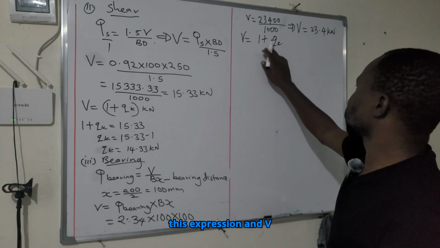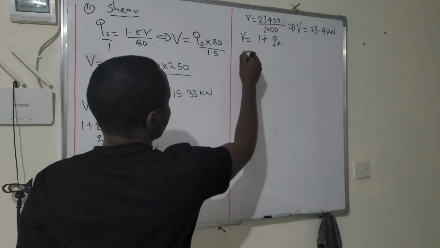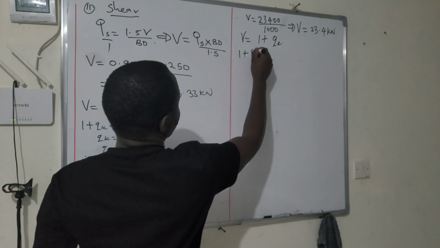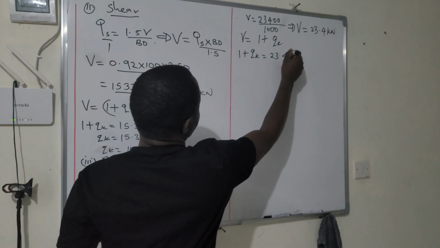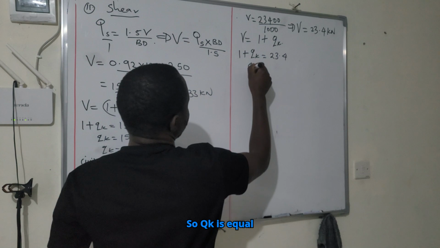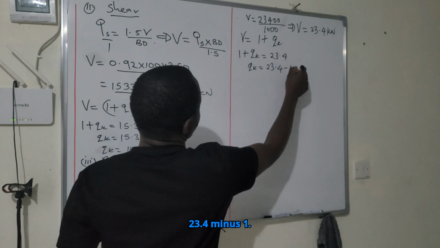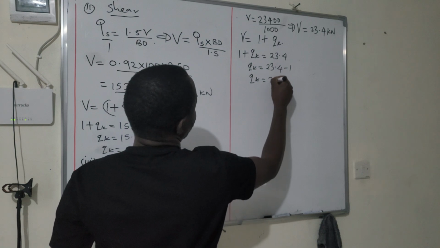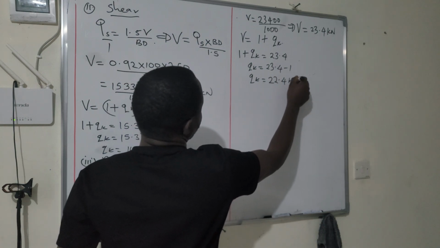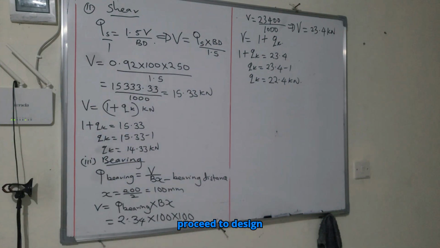So you will compare this expression and V. So 1 plus qk is equal to 23.4. So qk is equal to 23.4 minus 1. So qk is equal to 22.4 kilonewton. We are going to proceed to design consideration number 3.